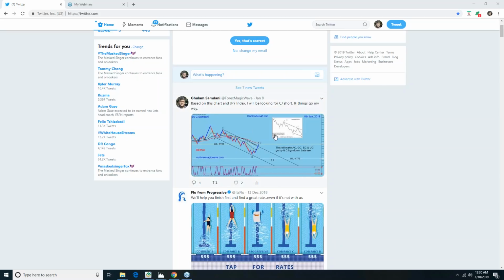This is the tweet and the chart that I sent out on the 8th, right? January 8th. Based on this chart, and this is a yen index chart, I'll enlarge it a little bit in a moment. Based on this chart and yen index, I will be looking for CJ short if things go my way. This if is very, very important, right? If I don't get a setup, no trade. The thing has to be in my way. Make the turn first, right? So if then. Let's see the chart.